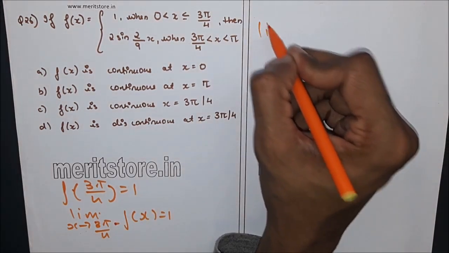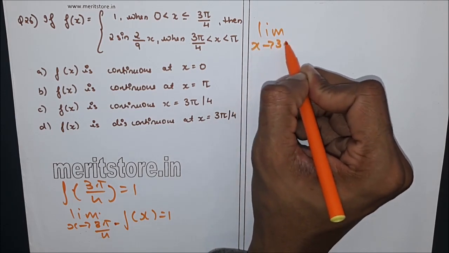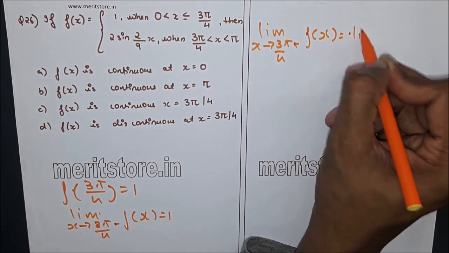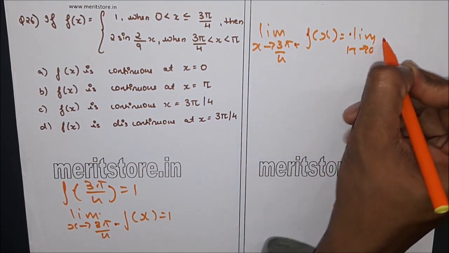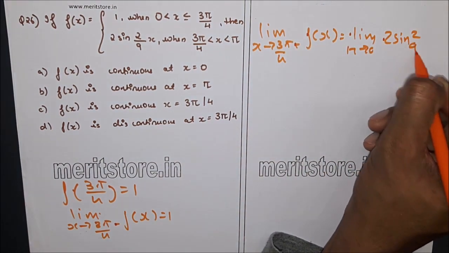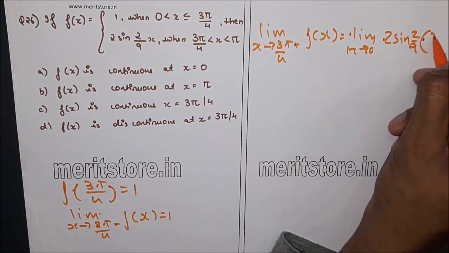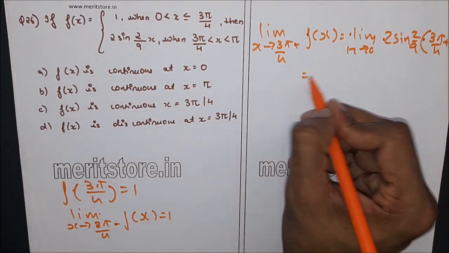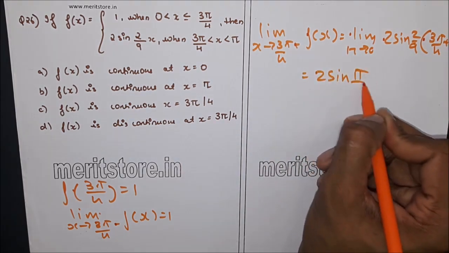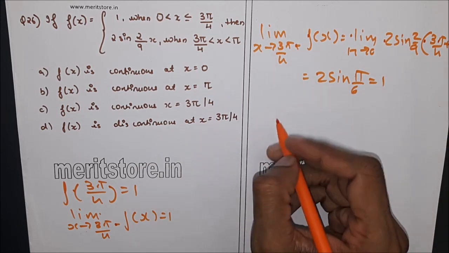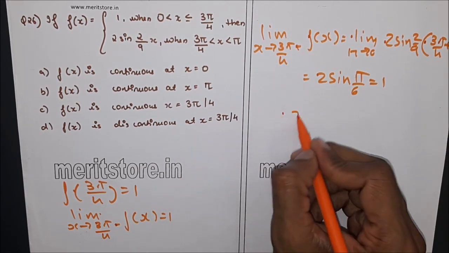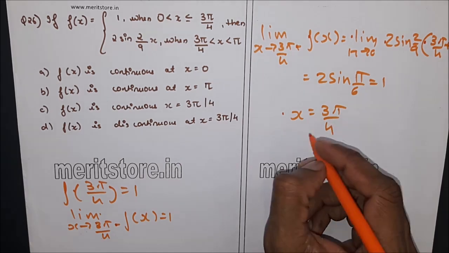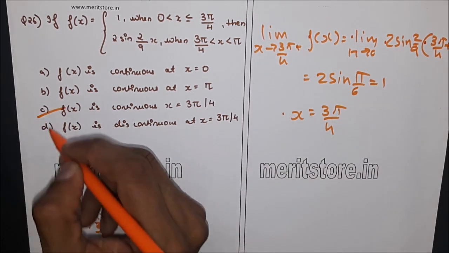Same for the limit as x approaches 3 pi by 4 from the right hand side, f of x we get as limit h approaches 0, 2 sine 2 by 9 into 3 pi by 4 plus h, which we get as 2 sine pi by 6 equal to 1. Therefore, hence f of x is continuous at x is equal to 3 pi by 4, which we see that option C is the correct answer.